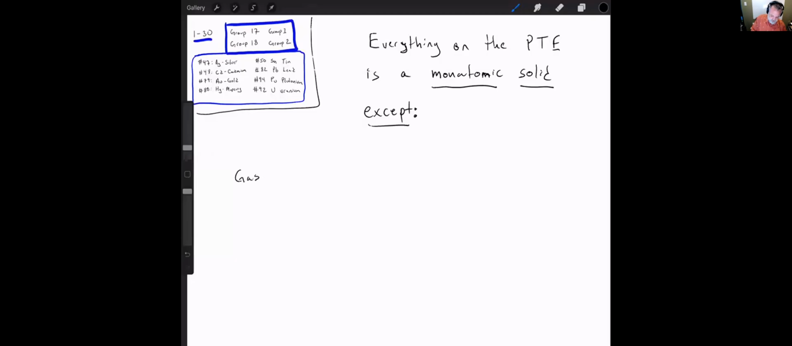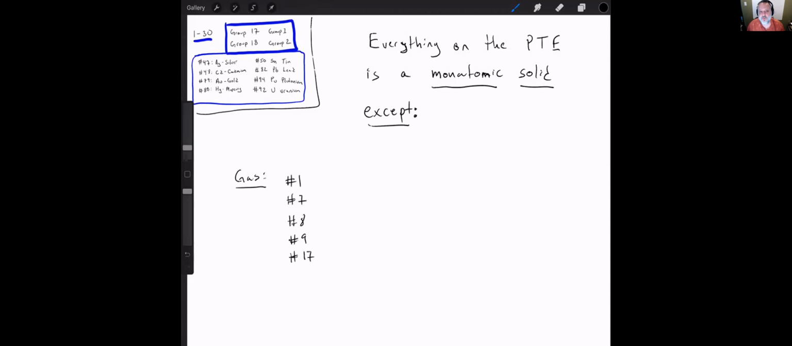So what are the gases? Hydrogen is a gas. Nitrogen is a gas. Oxygen is a gas. Fluorine is a gas. Chlorine is a gas.